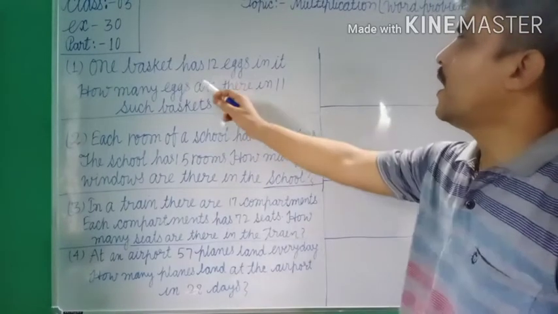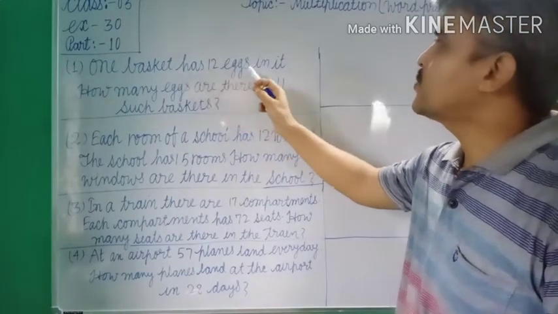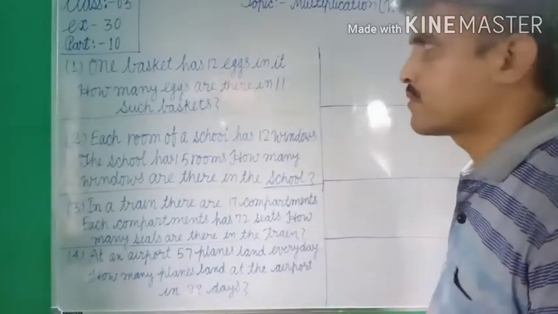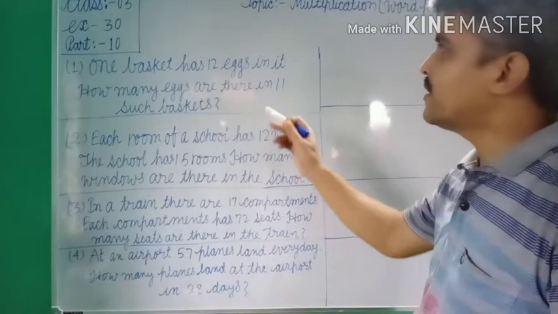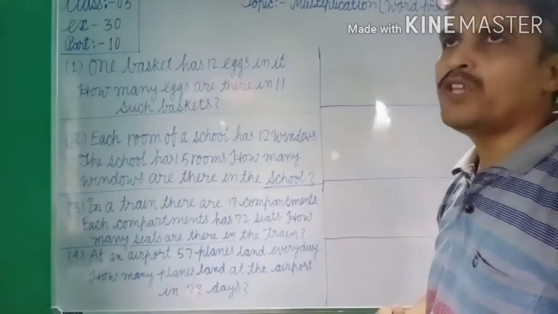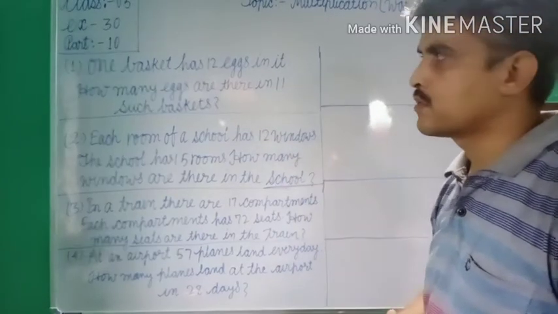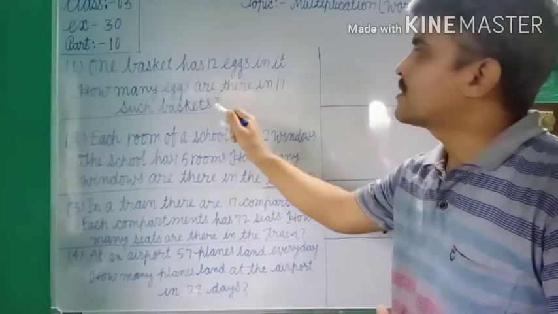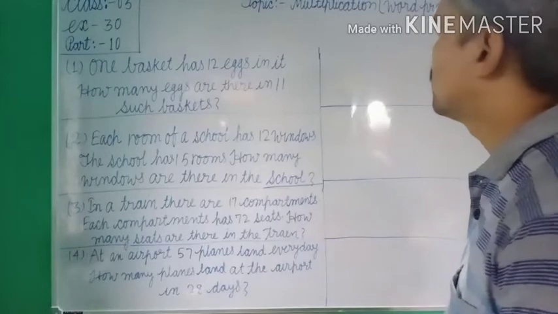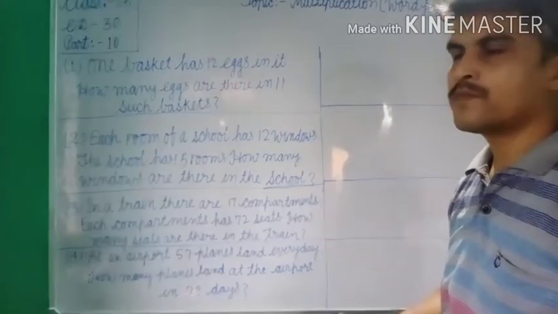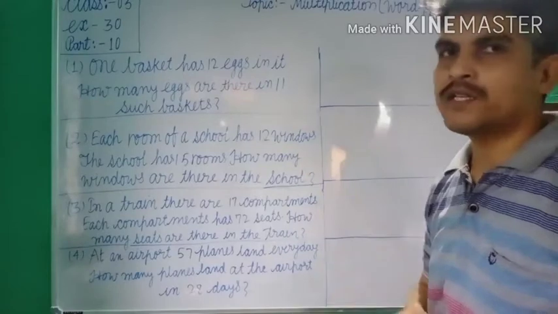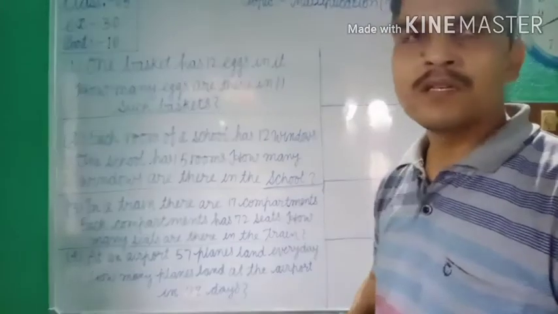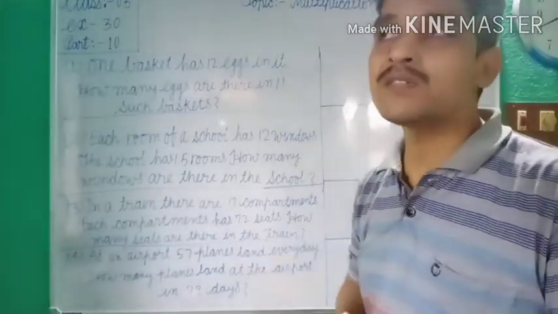One basket has 12 eggs in it. You see many eggs kept in baskets. So one basket has 12 eggs in it. How many eggs in a basket? 12 eggs. In your question, how many eggs are there in 11 such baskets? Suppose one basket has 12 eggs. How many eggs in 11 baskets? You think that when one basket has 12 eggs, then 11 baskets have more eggs.